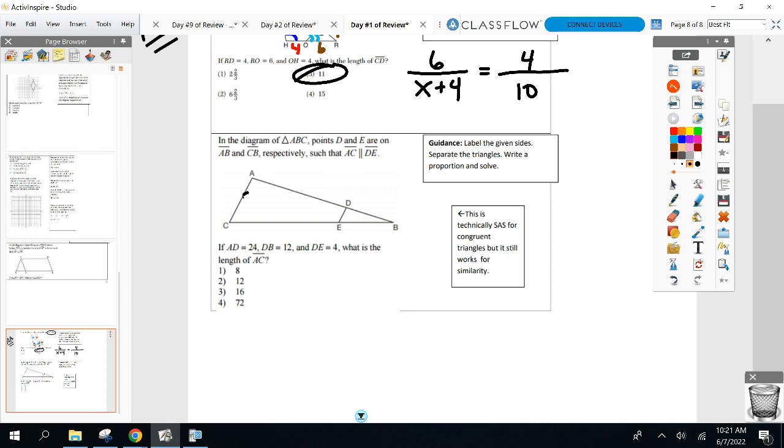AC and DE are parallel. AD is 24, DB is 12, DE is 4. What side AC? All right, whoa, I'm not going to make this easy. Prove to me they're similar before I set up a proportion. How do I know those are similar? Where's the angle in those two triangles, the big one and the small one?